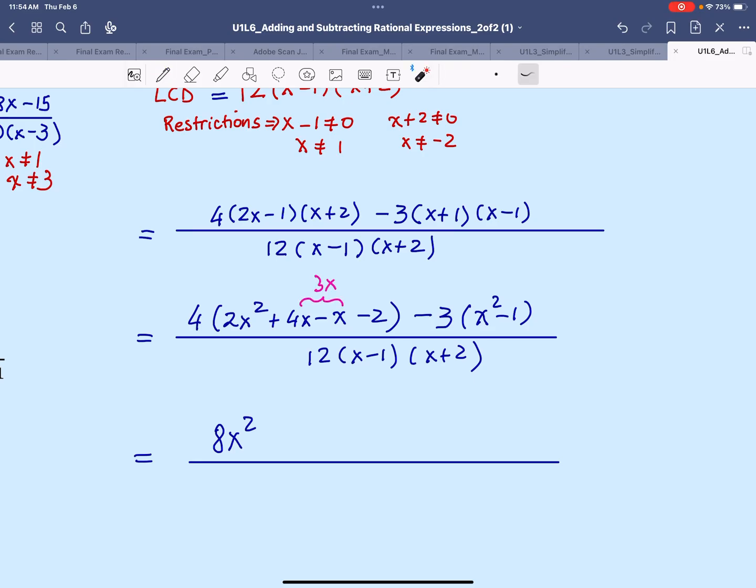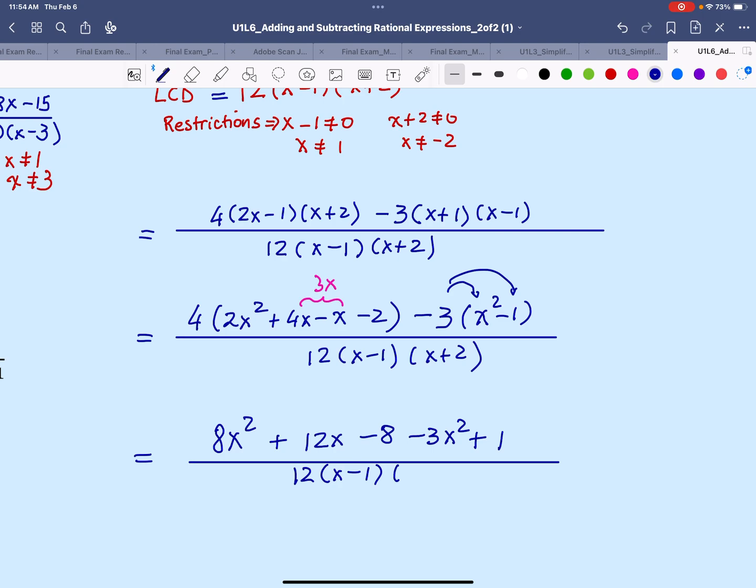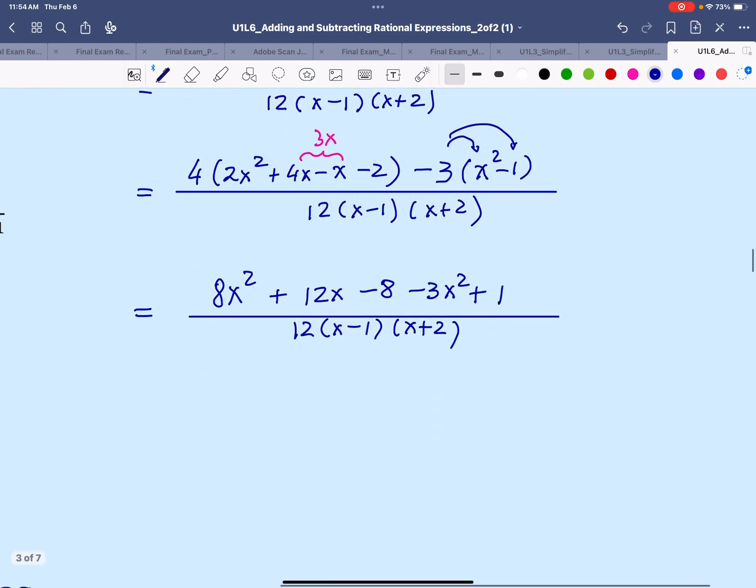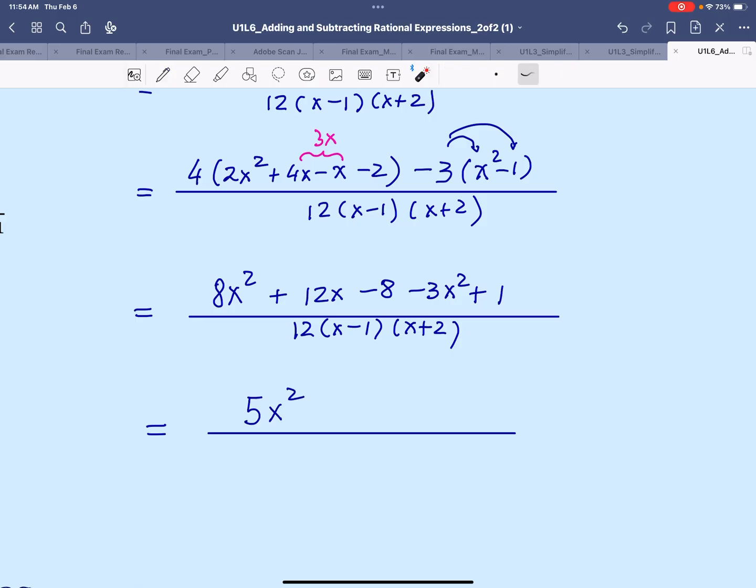So to make my steps a little bit shorter, I will multiply 4 by 3x, a 12x, and then minus 8, and minus 3x squared, and then plus 1. See where we get that from, right? And denominator, nothing changes there. Please do not expand the denominator. And lastly, we have 8 minus 3, that's 5x squared. And then we have 12x, and then we have minus 7. And in the denominator, we have our amazing denominator here in factor form.